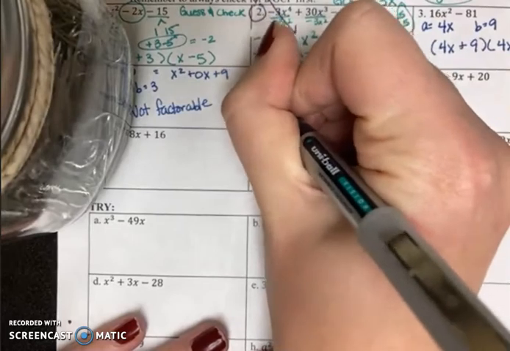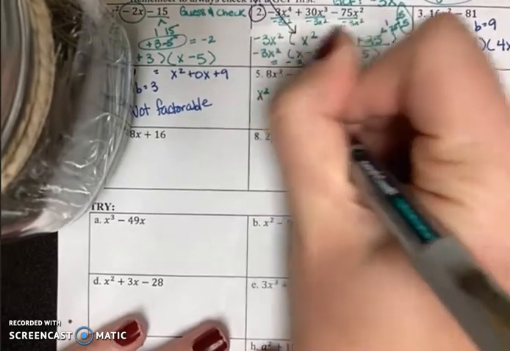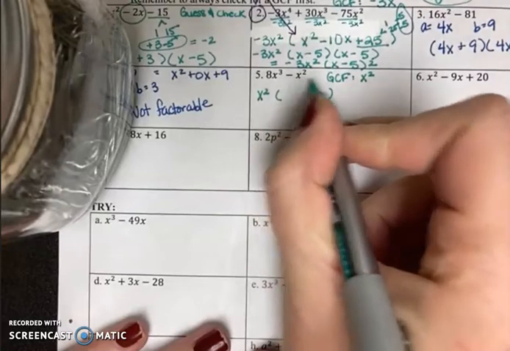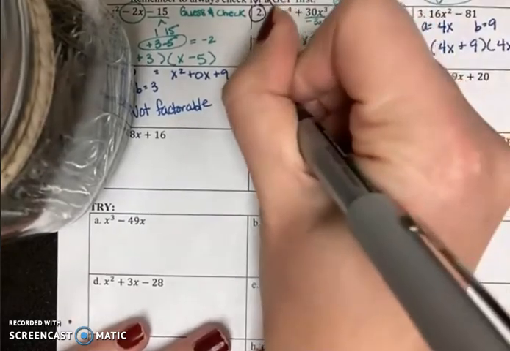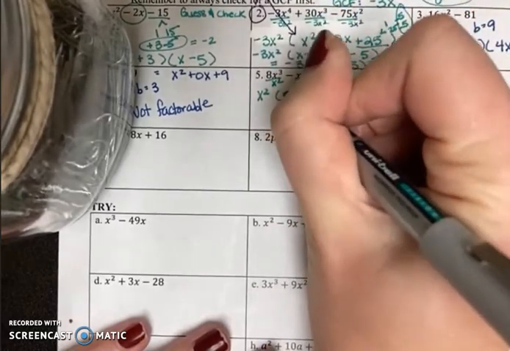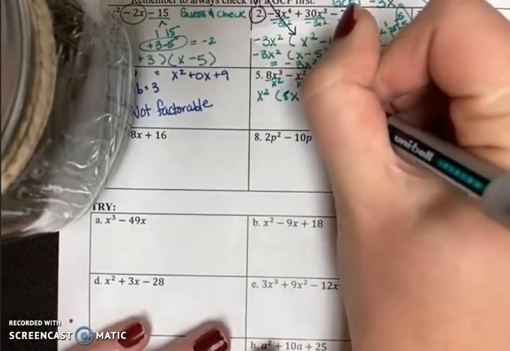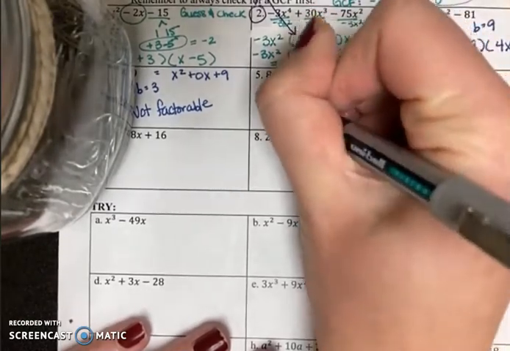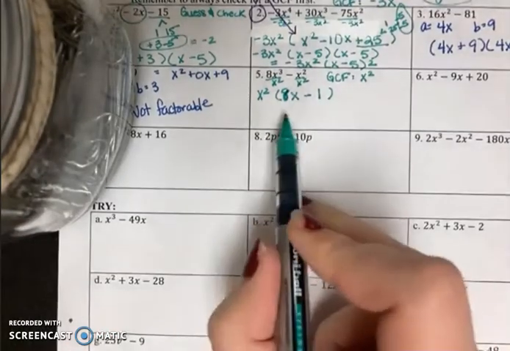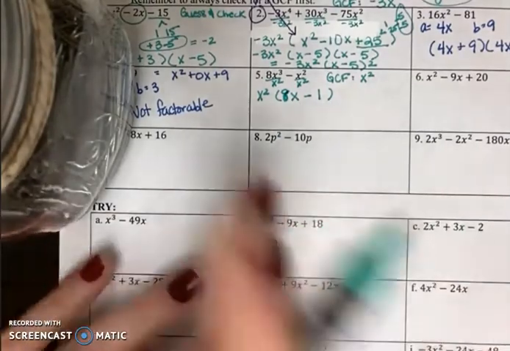If I pull out an x squared, I need to account for it. It doesn't magically disappear, so x squared goes on the outside, and in parentheses, I would write what remains. Divide each term by x squared. I would get 8x minus, x squared over x squared simplifies to 1. Again, it doesn't magically disappear. We need to account for that. Check and see if we can factor any further, and I cannot factor 8x minus 1 any further.